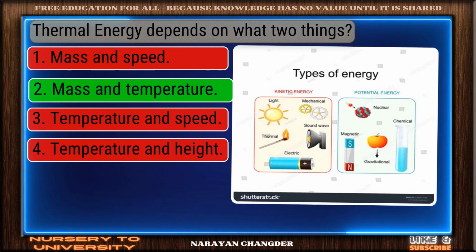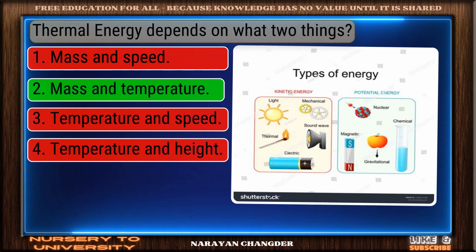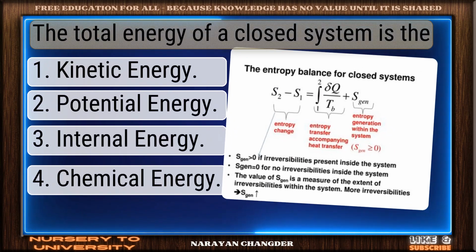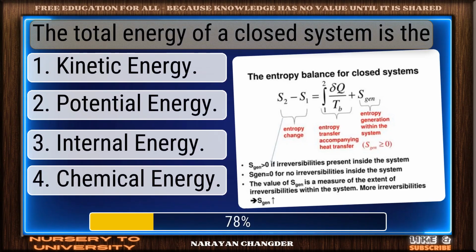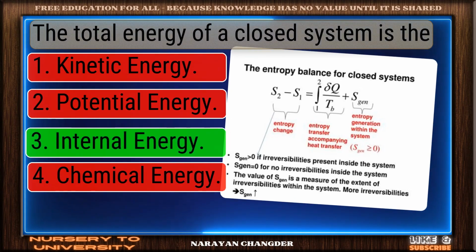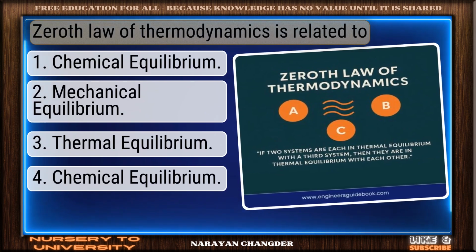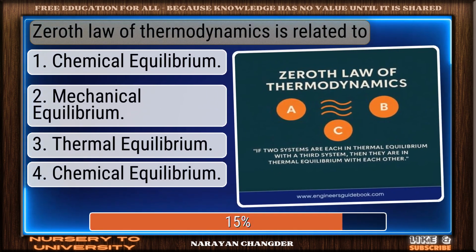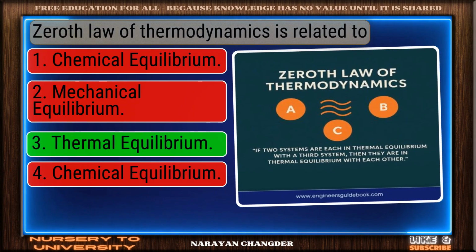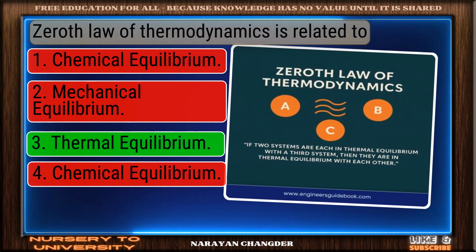Excellent choice. Mass and temperature is the right answer. The total energy of a closed system is the... valid point. Internal energy is true. Zeroth law of thermodynamics is related to? Right choice. Thermal equilibrium is the best answer.